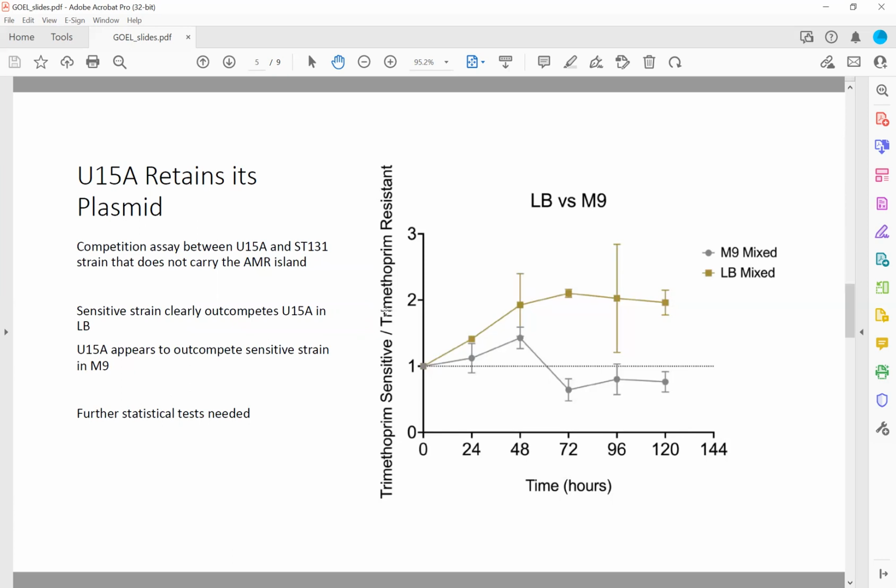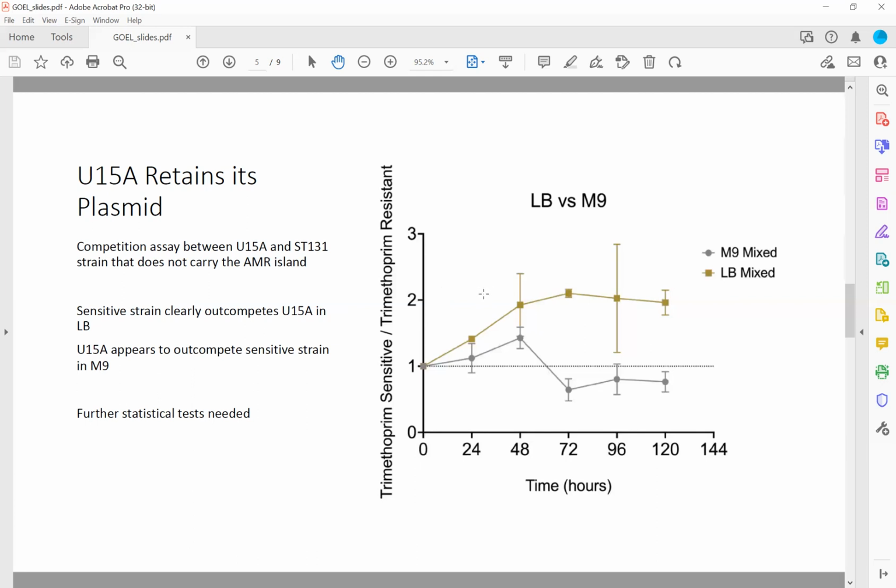So the competition assays that I talked about, it's really interesting. Here we use trimethoprim sensitive and trimethoprim resistant. One of the many antibiotics whose resistance is encoded for on that U15A plasmid is trimethoprim. So the trimethoprim resistant is U15A, and the trimethoprim sensitive is actually another strain from the same patient that we were talking about, who's had recurrent UTIs for over 50 years. It is also an ST131 strain. It is just one that doesn't carry that specific plasmid. So they're almost identical to each other.